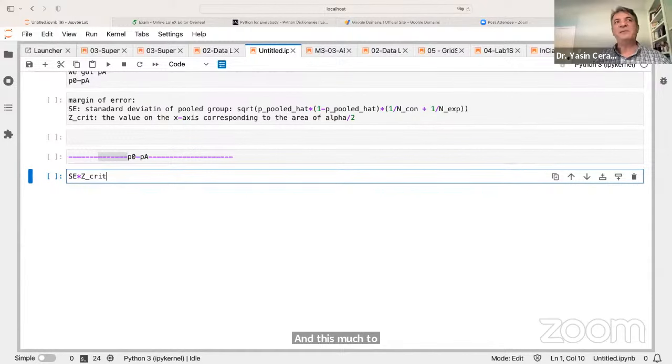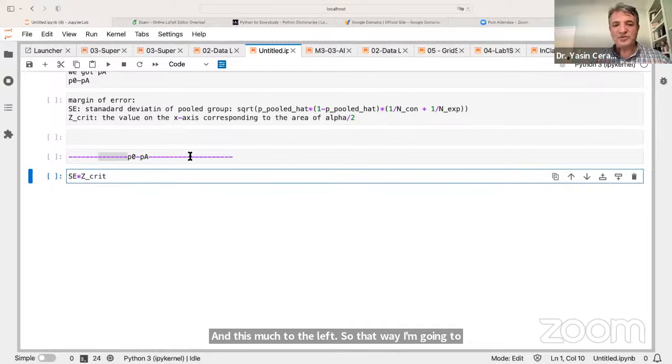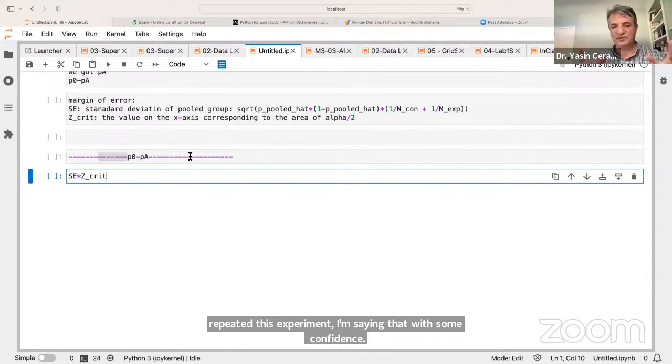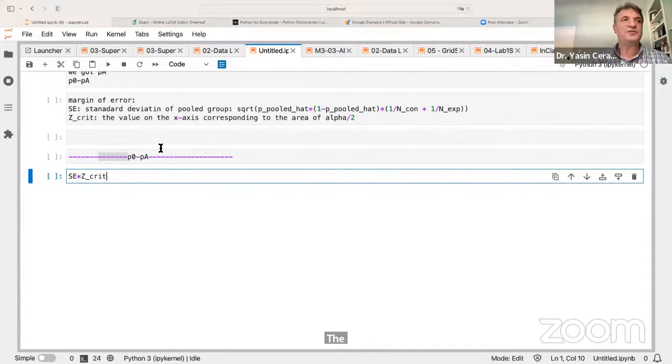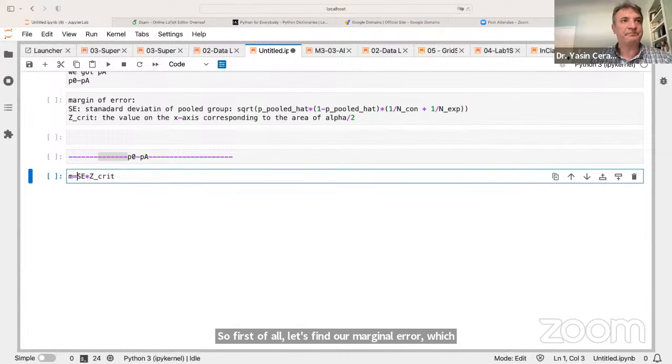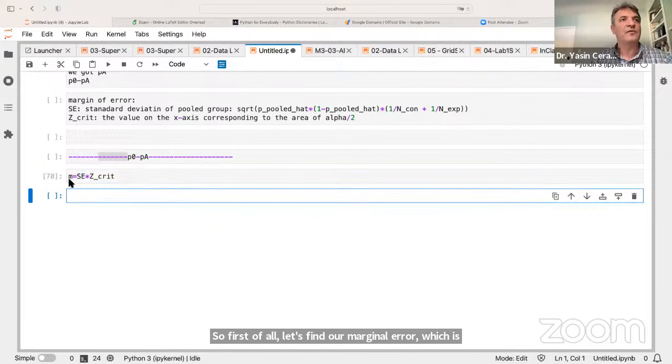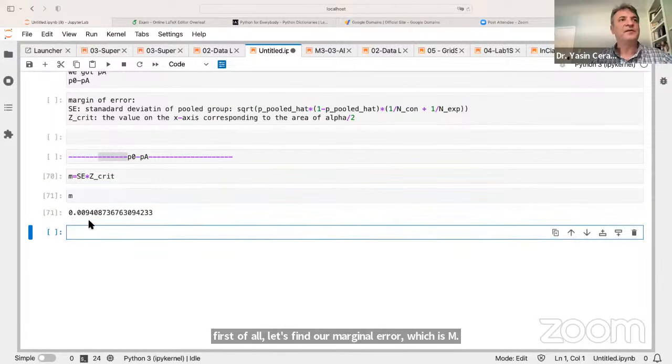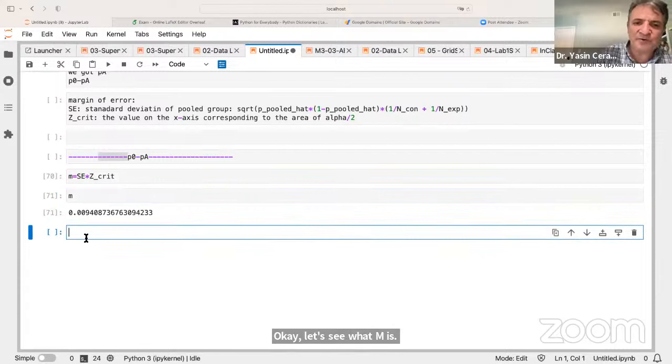That way I'm going to obtain some interval in which, if I had repeated this experiment, I'm saying with some confidence the results are going to fall within this range. Let's see what this confidence interval turns out to be. First, let's find our margin of error, which is M. Let's see what M is. Some value, 0.009.